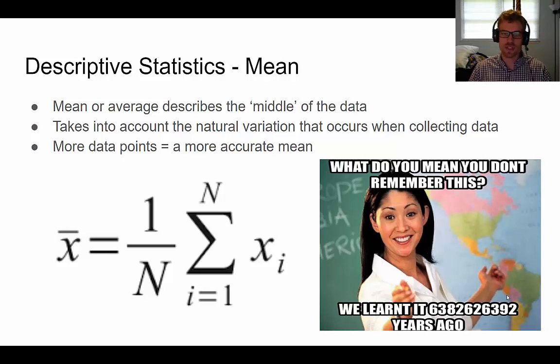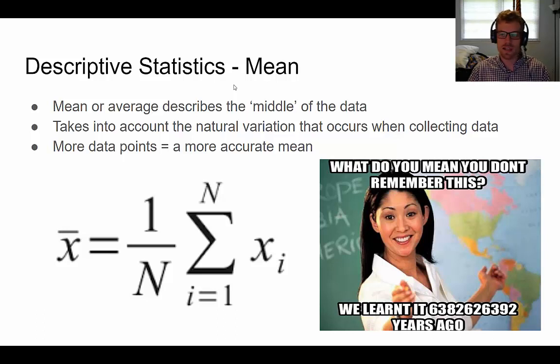So when we talk about the mean, I think that we all have a general idea of what that means. That's the average. It kind of describes the middle of the data. Data is often thought to be normally distributed, which means that you have a curve, and I'm going to show you what that looks like in just a moment. And so the mean is kind of the middle of that. And it takes into account the natural variation that occurs when you're collecting data.